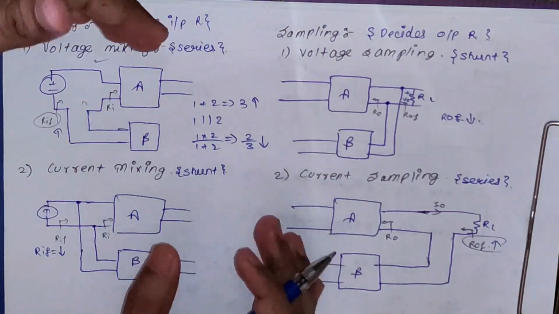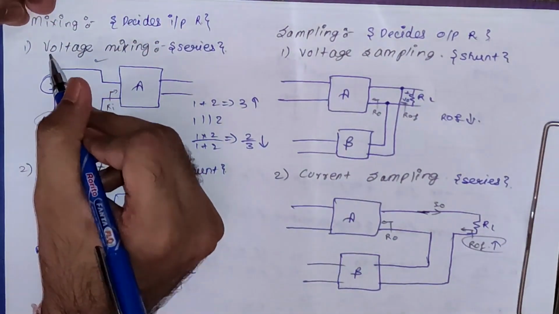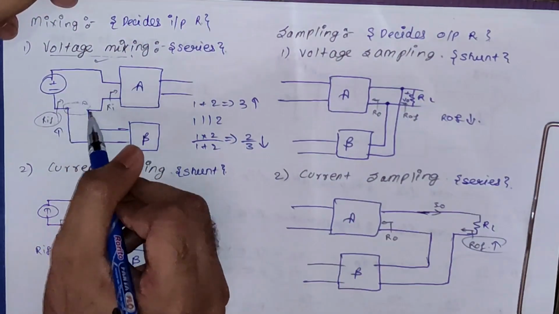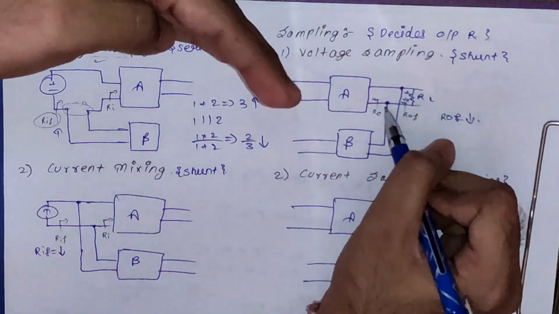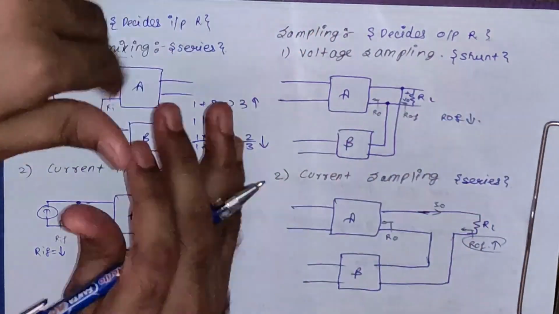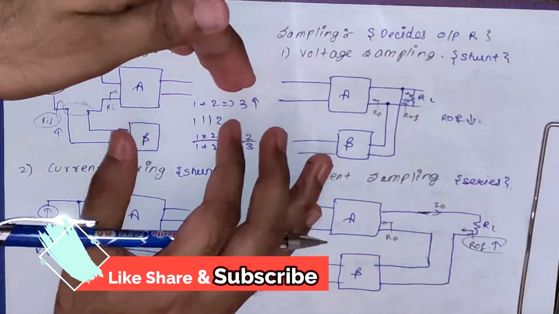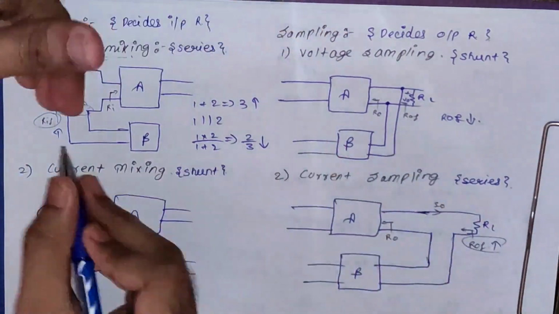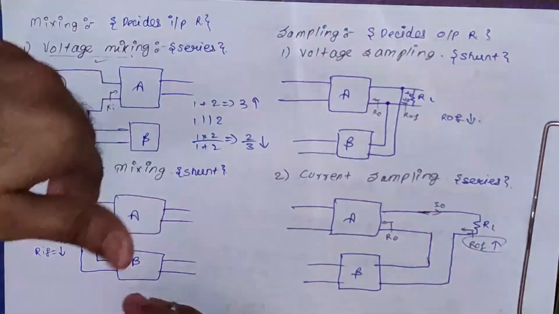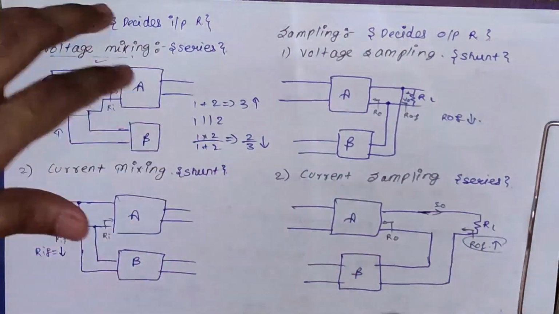One thing you should note is that here in voltage mixing we are mixing in series, while in voltage sampling we are taking samples in terms of shunt. So you can see both are opposite to each other. Whatever thing is in mixing, it will be opposite in sampling. Here it will be series, here it will be shunt, here it will be shunt, here it will be series. So take note of it.